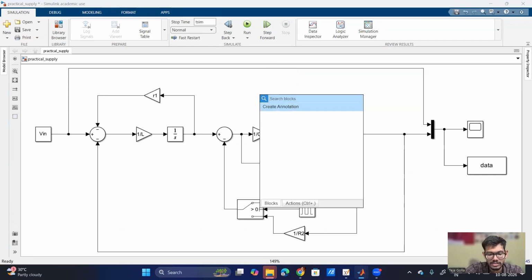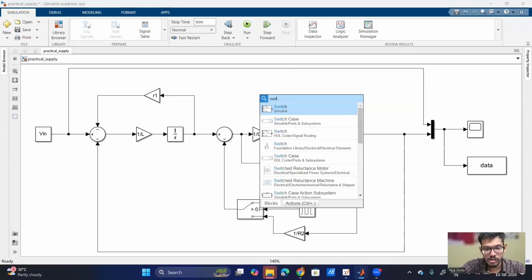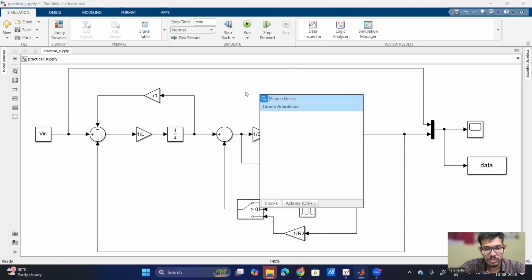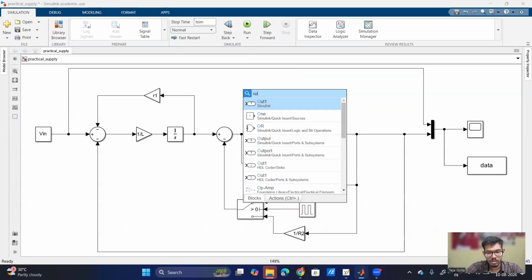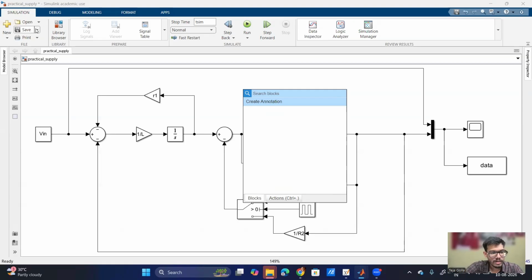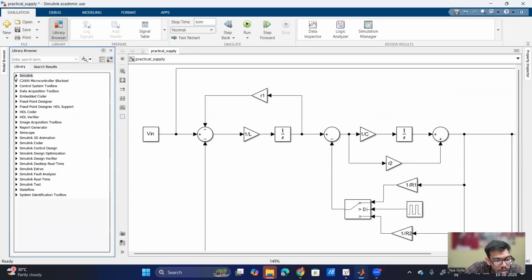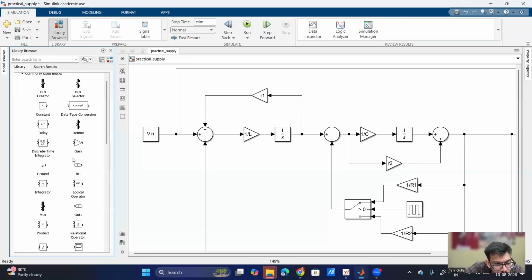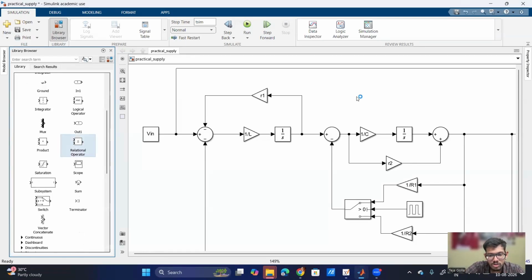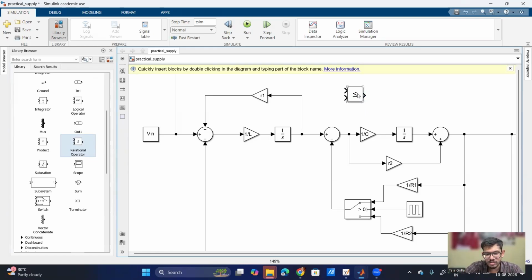And then for the comparator, there is a name, I forgot. There is one name for the comparator. It is not called comparator. Let us check in the library browser. Relational operator. So the comparator is not called comparator; instead it has a different name. So that's why I keep forgetting.